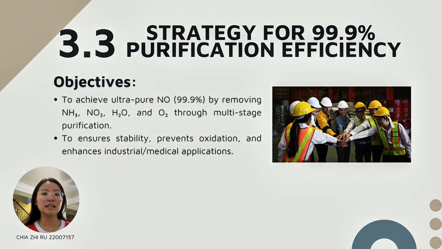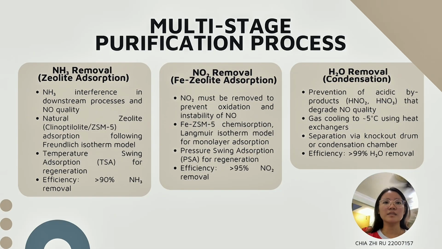Impurities like ammonia, nitrogen dioxide, water, and oxygen affect nitric oxide stability, so we use a multi-stage purification process to remove them. First, ammonia is removed using zeolite adsorption, following the Freundlich isotherm model. Temperature swing adsorption regenerates the zeolite, achieving more than 90% ammonia removal. Next, ion-exchange ZSM-5 adsorbs nitrogen dioxide via chemisorption. They follow the Langmuir isotherm model, where adsorption happens in a monolayer. Pressure swing adsorption restores capacity, removing more than 95% of nitrogen dioxide and preventing oxidation.